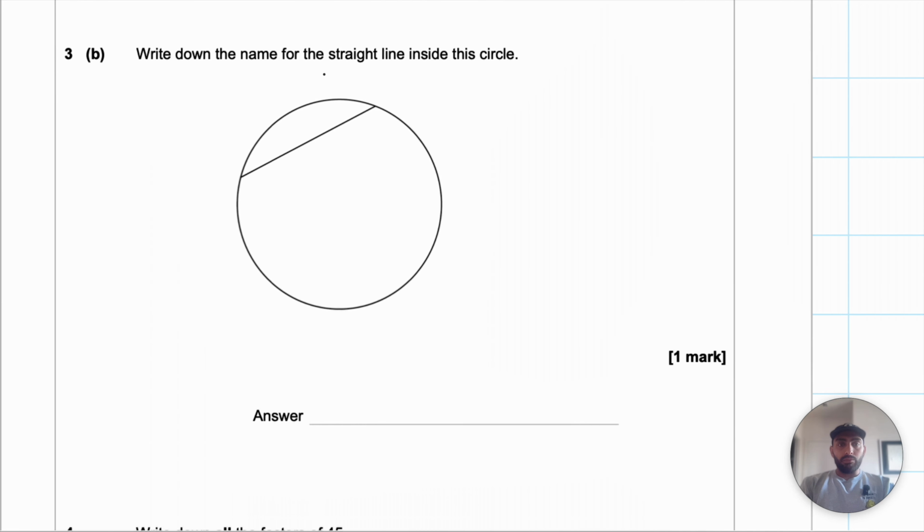Part B, write down the name for the straight line inside this circle. So this line is going from one edge of the circle to another edge of the circle, and it's not going through the center. If it was going through the center, it'd be a diameter, but it's not, so that means it's a chord.